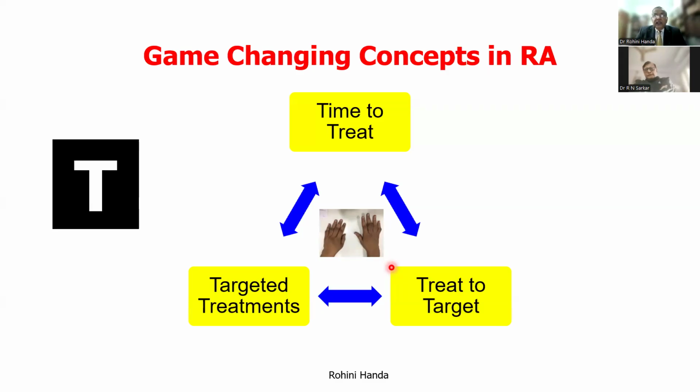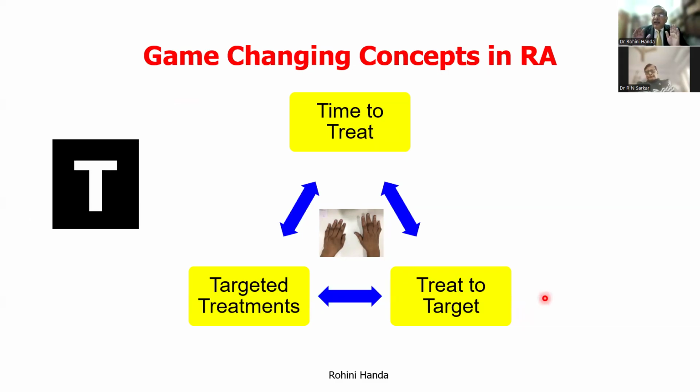The game-changing concepts in the last 20 years are dominated by the 20th letter of the English alphabet. We talk about the 6 T's of rheumatoid arthritis: time to treat, treat to target, and last but not the least, the targeted treatments. Time to treat means that rheumatoid is a time critical illness. Early treatment fetches you the best dividends.